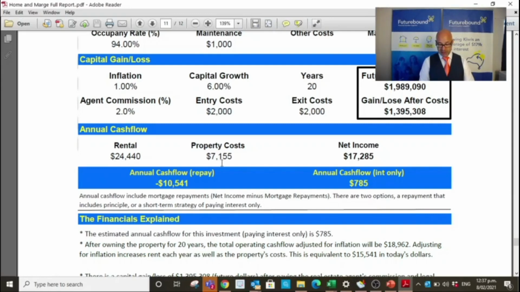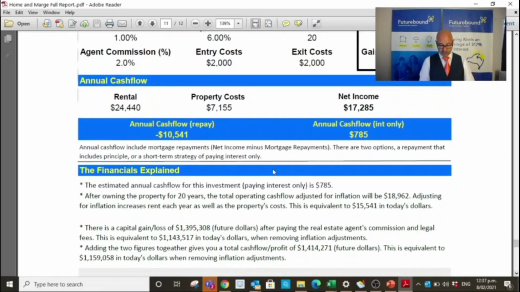We've got property costs. We've got net income of 17, and cash flow would be negative if you are doing principal and interest repayments. Now, if you can comfortably afford to do principal and interest repayments, which means that you're going to usually put in some of your own income to cover that shortfall, then I'm not opposed to that at all. But most people would go interest only, which means that we're $785 a year positive cash flow, and so the house is paying for itself. The house is paying for the mortgage, it's paying for the rates, it's paying for the insurance, it's paying for the property manager.